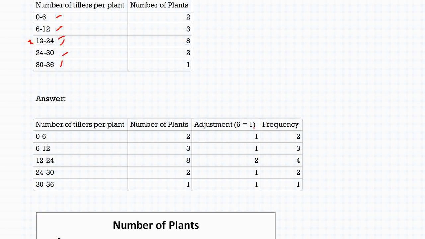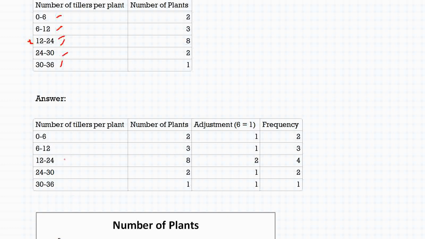So the adjustment here is taken as the class interval, which is 6, equal to 1. 1 here represents the bar and 6 here represents the class interval. That is, 6 minus 0 is 6, 12 minus 6 is 6. So over that, we have taken 6 as the class interval.